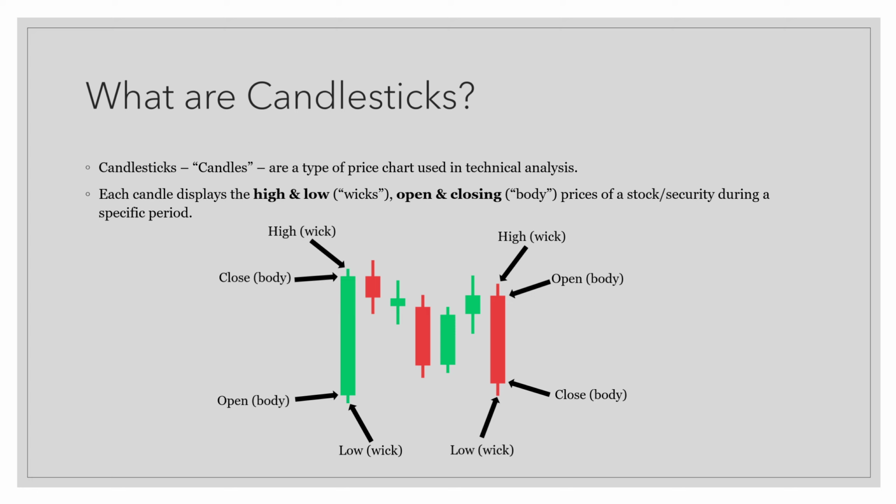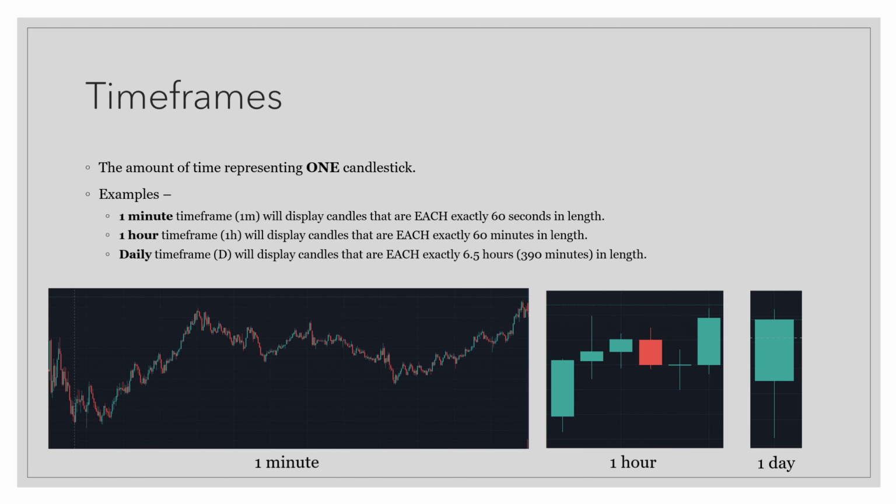Now let's talk about the specific periods. These specific periods are known as time frames, and time frames are the amount of time representing one candlestick. For example, a 1-minute time frame, known as 1M on your charting platform, will display candles that are each exactly 60 seconds in length. 1-hour time frames, displayed as 1H, will display candles that are each exactly 60 minutes in length.